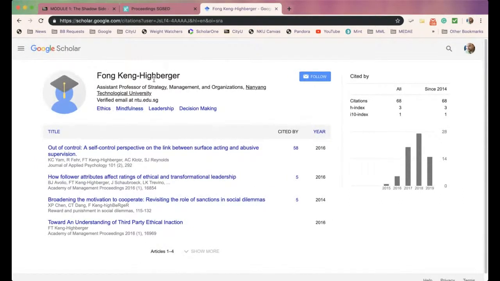Now this other author, you can see, has only been cited by 68 people in total. Their articles have come out since 2014. So this person is not very relevant in the field, and is probably not someone who I would want to cite.